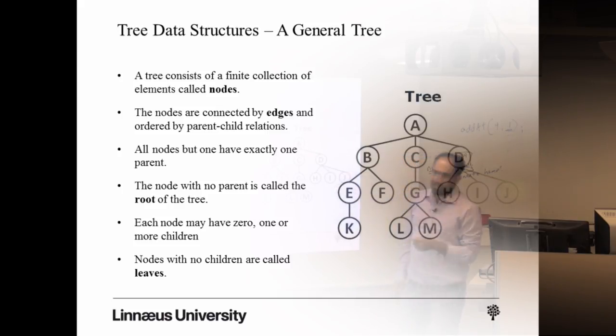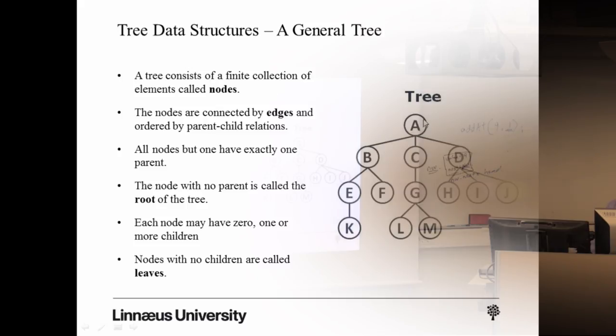And there are some rules. The most important rule is that all nodes but the root node will have only one parent. So a tree cannot have more than one parent, and that applies to the sub-nodes. The node with no parent is called the root of the tree. And each node may have zero or more children.